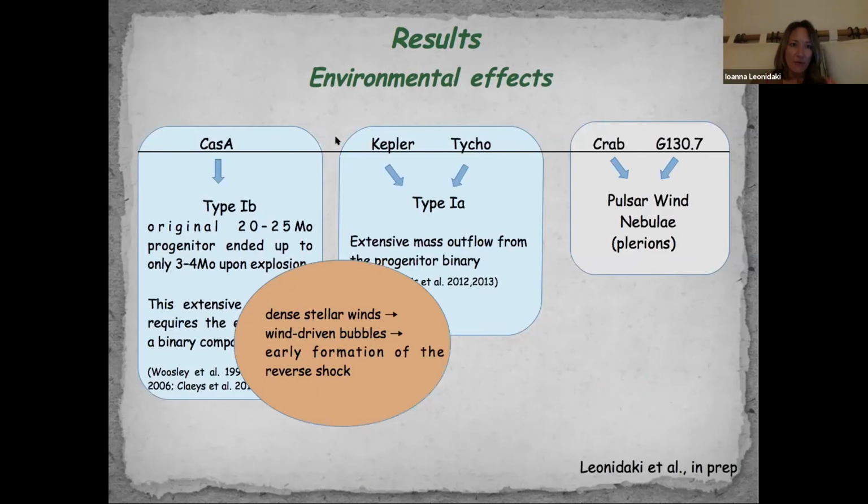So in both cases, for Cassiopeia A and type Ia SNRs, you have relatively dense stellar winds with low velocities, and those create wind-driven bubbles. The cavity that the SNRs evolve inside transforms the circumstellar medium, and makes them create the reverse shock earlier than expected based on their age.